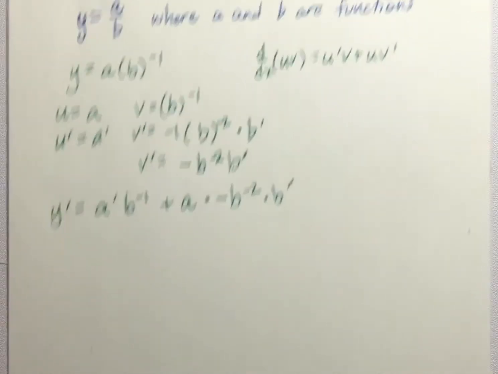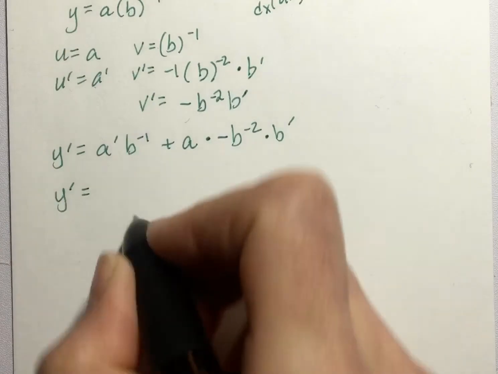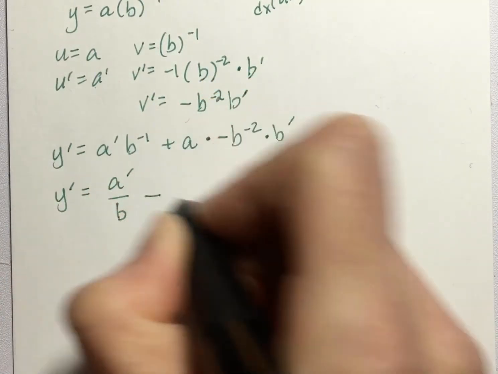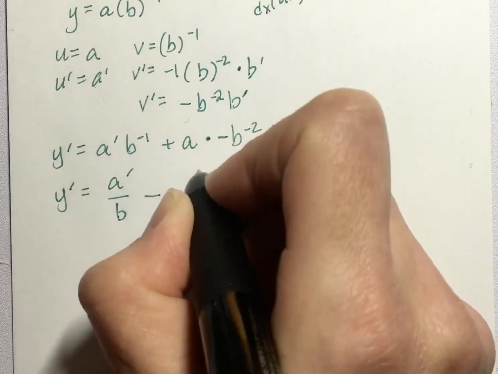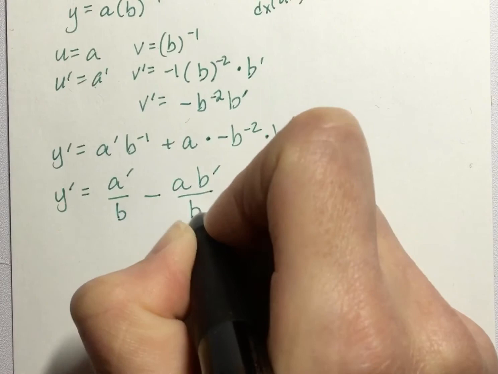That's a little ugly. So now cleaning this up a little bit, I'm going to put this as a prime over b, and then minus, I have a times b prime over b squared.